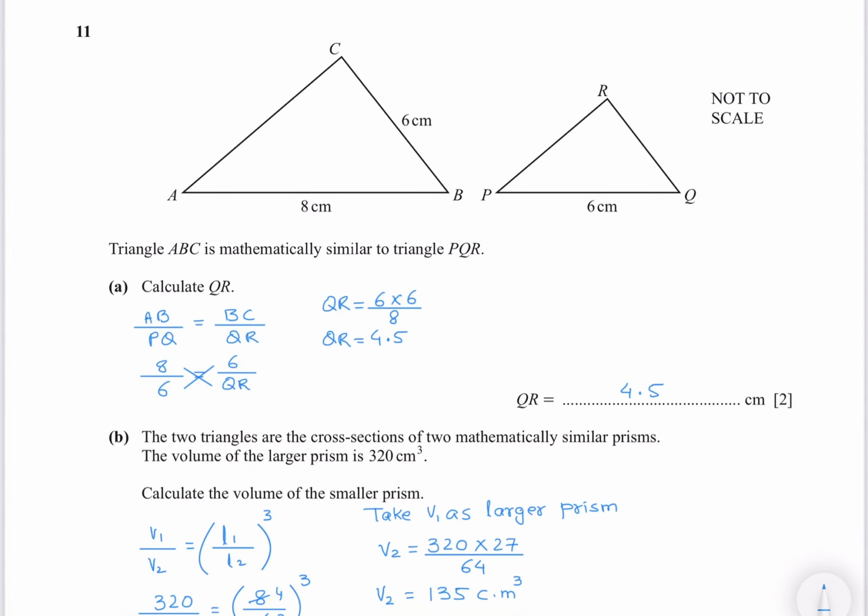Question 11. Triangle ABC is mathematically similar to triangle PQR. Calculate QR. If they are similar, we can take the ratio of corresponding sides. If I take AB, I have to take its ratio with its corresponding side of triangle PQR, which is PQ. So I will write AB over PQ equals BC over QR. AB is 8, PQ is 6, BC is 6, and QR is to be calculated. So cross multiply and find the value of QR.